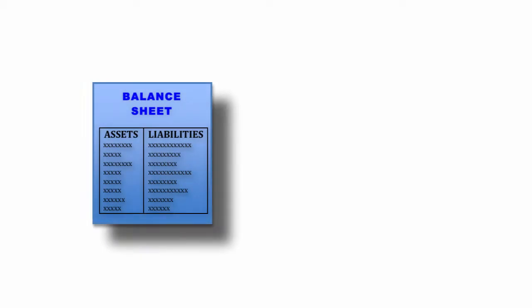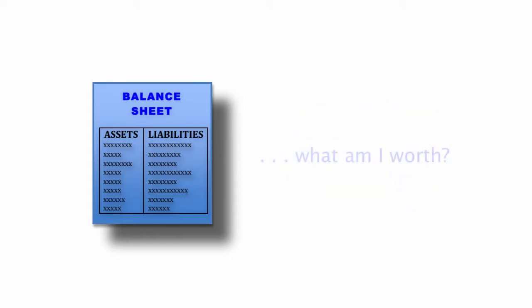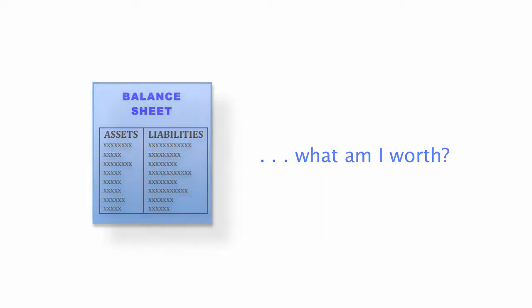Now let's look at some simple ways to think about each of the three statements so you can remember what they do. The balance sheet tells you, after I subtract everything I owe, my liabilities, from everything I own, my assets, what am I worth? It's as simple as that. I take everything I own, my assets, and I subtract out everything I owe, which are called liabilities, and that leaves me with my net worth.